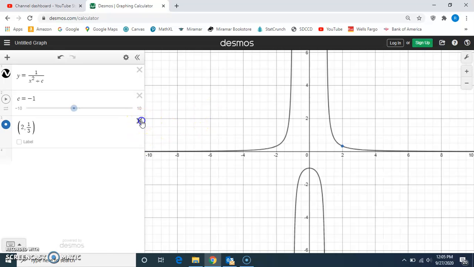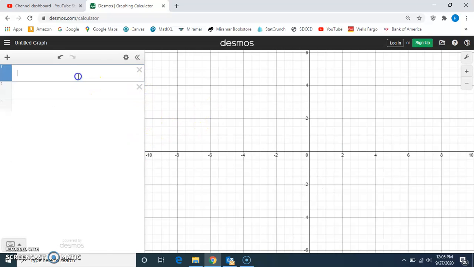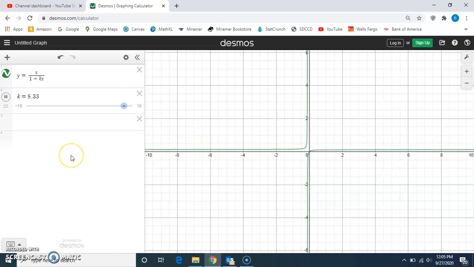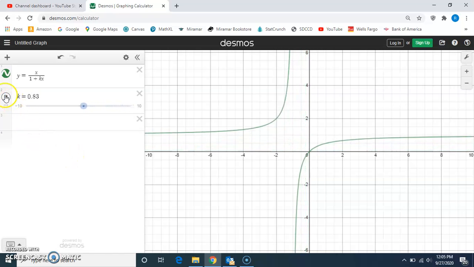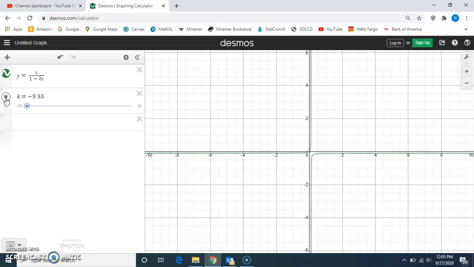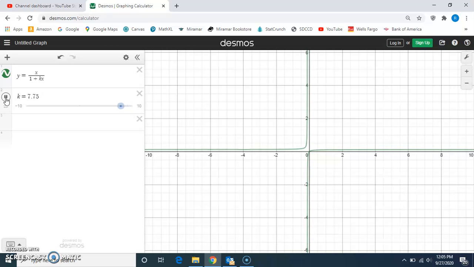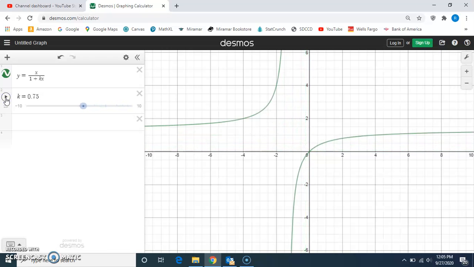Pretty interesting. And then the only other thing was that orthogonal trajectory. This is huge. This is so cool. What we're going to do is put in y equals x over 1 plus kx, and it recognizes that k is an arbitrary constant. So here is the family of curves with k, and notice there's something special here about positive and negative values of k and the way that thing looks, and it kind of swings around.